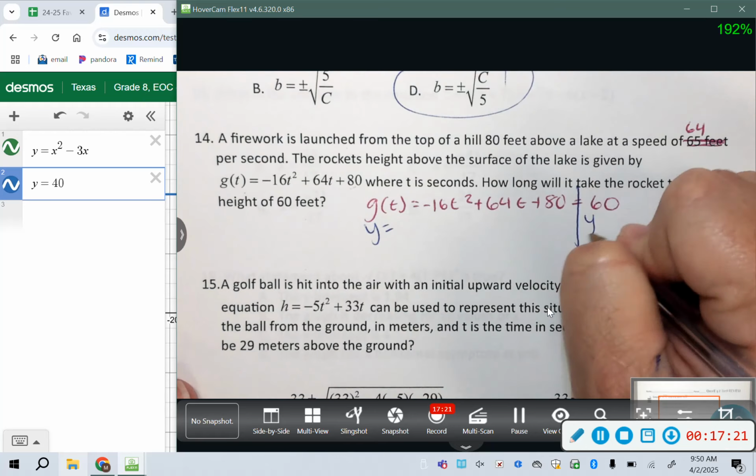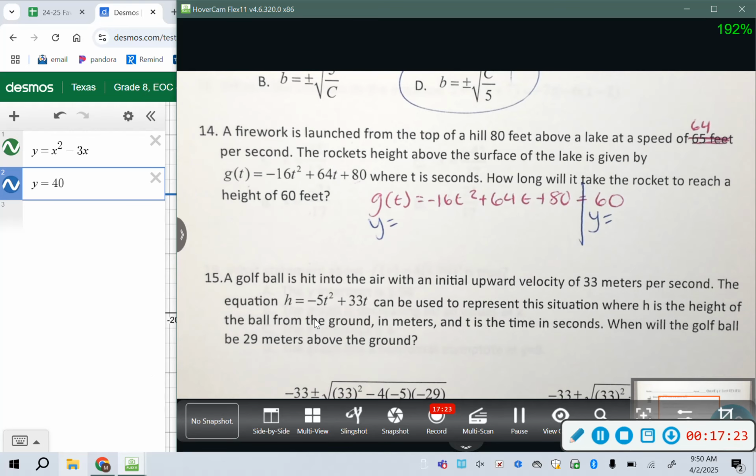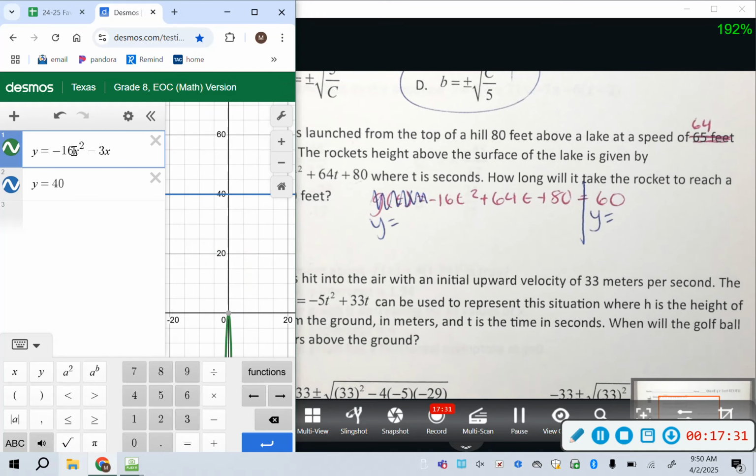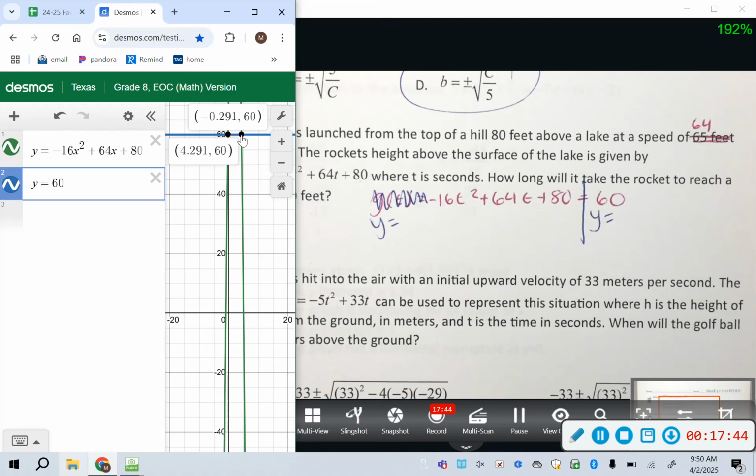Y equals. Don't type this piece. So we have y equals negative 16x squared plus 64x plus 80. And then equals 60. Well, here's my two answers. I have a negative answer and a positive answer.